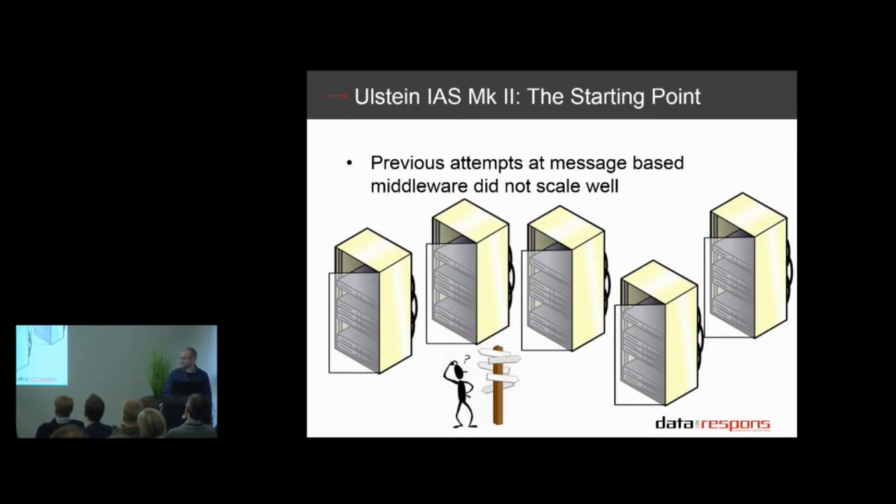So Ulstein had previously attempted to make a message-based middleware to control the ship. They tried to make a control system by themselves from scratch based on Modbus TCP, and they tried to make the quality of service themselves. But it didn't scale very well. There was just latency. It was very hard to control because all the data was going everywhere and everyone was processing everything. So that was tricky.